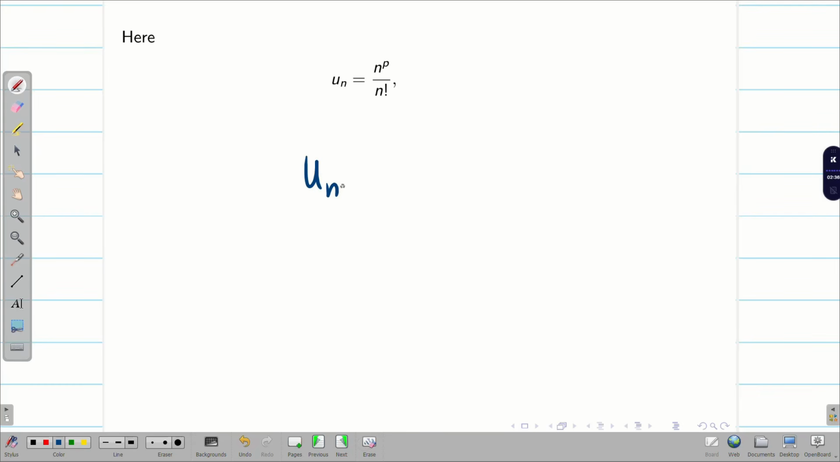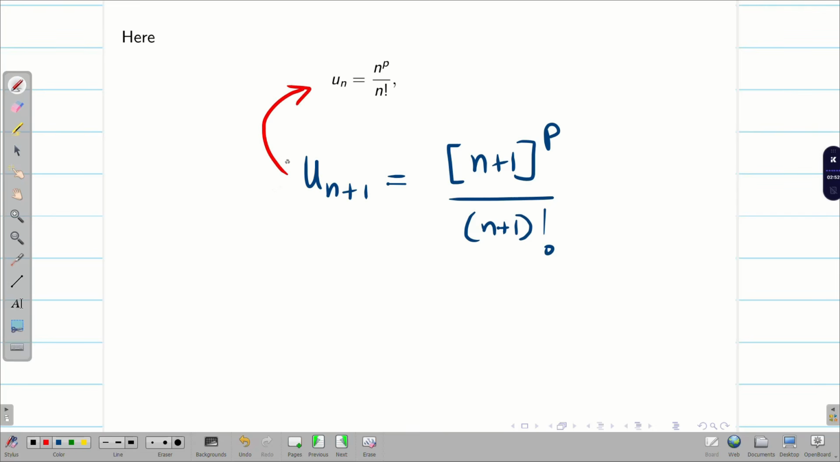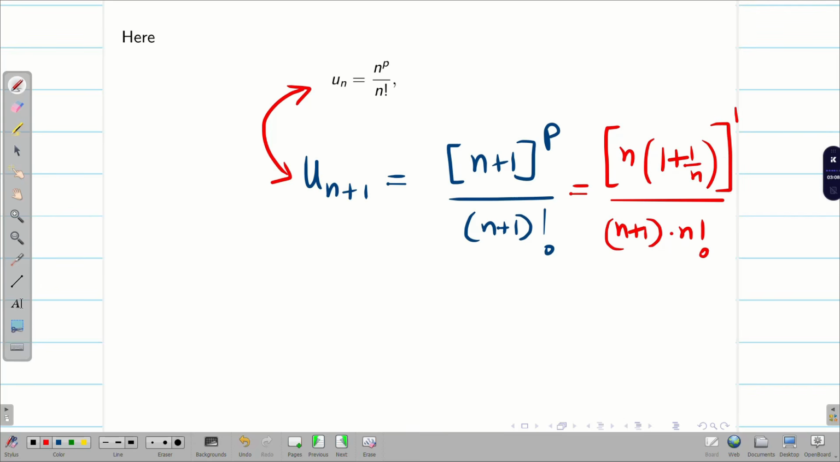Next, I am going to write un plus 1. Simply replace n by n plus 1. So we'll be having n plus 1 whole power p divided by n plus 1 factorial. Now, since I am going to divide this, we have to simplify here. So n plus 1 factorial can be simplified as n plus 1 into n factorial. Here I can take this n outside: 1 plus 1 by n whole power p.